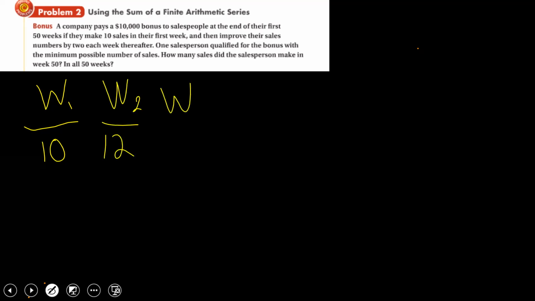I think this means that after a week it will be 12 and then after it's 14, like adding 2. Here, they improve their sales numbers by 2. What does it mean? That in week 2, it will be 12. In week 3, it will be 14. So here, he improved their sales numbers by 2. That means D, the common difference here, is 2.